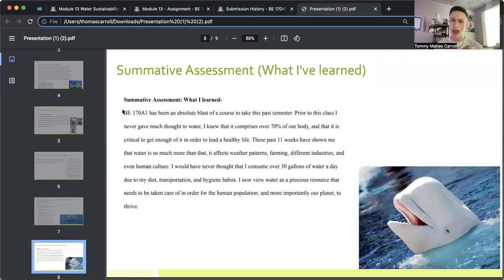It affects weather patterns, farming, different industries, and even human culture as a whole. I would have never thought that I consume over 30 gallons of water a day due to my diet, transportation, and hygiene habits. And I now view water as a precious resource that needs to be taken care of in order for the human population and our future generations to be able to have enough of.